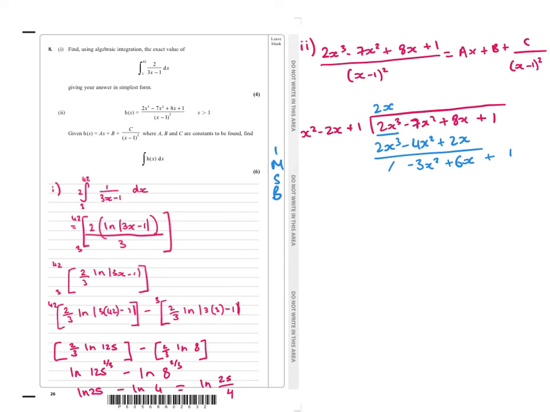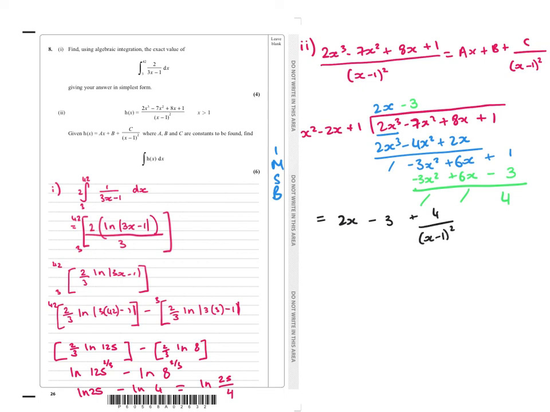Now I'm going to say to myself, right, what times x squared gives minus 3x squared? Minus 3. And then I'm going to multiply minus 3, so I'm going to have minus 3x squared plus 6x and minus 3. Take them away from each other. Minus 3x squared minus minus becomes 0, 6x minus 6x is 0, 1 minus minus 3 becomes 4. So, nice and easy, that's going to equal 2x minus 3, and then our remainder is plus 4 over x minus 1 squared.